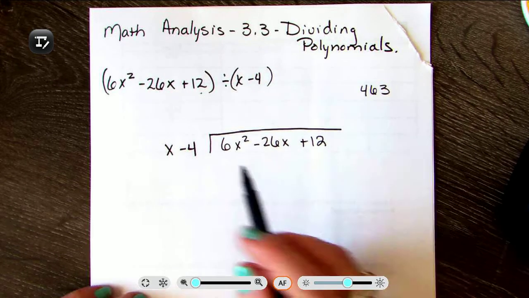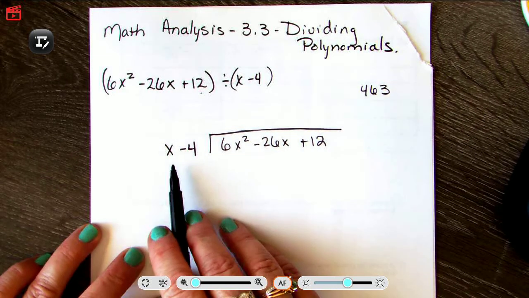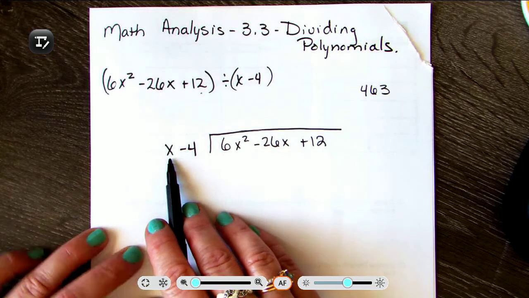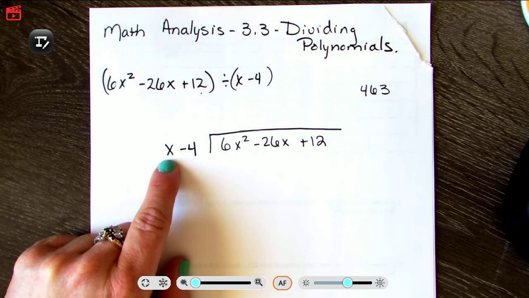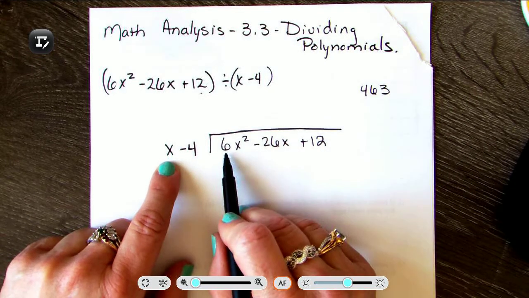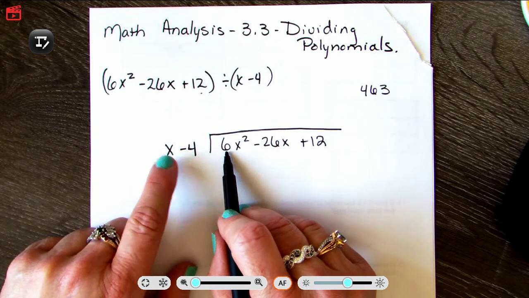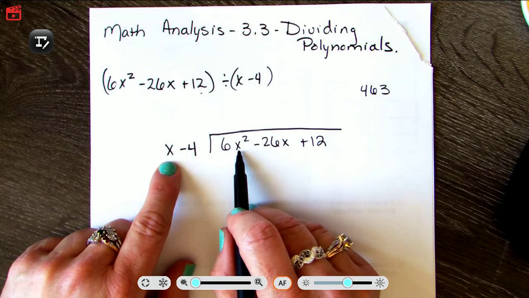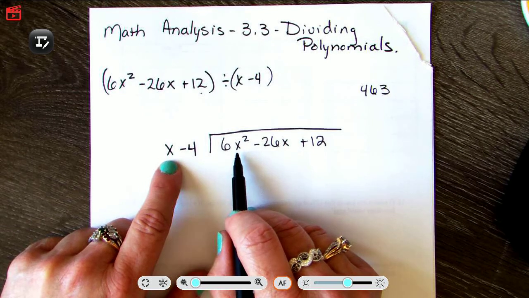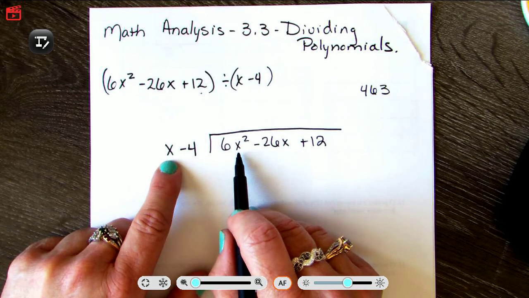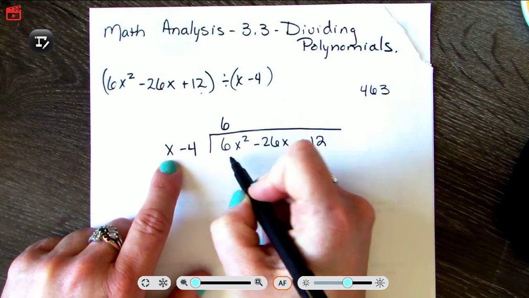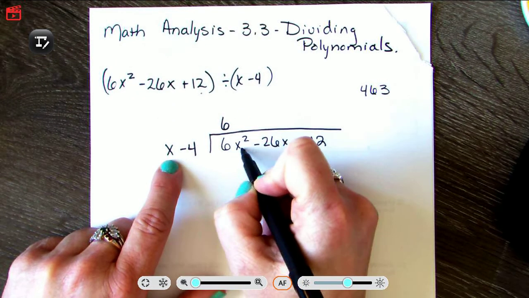Longhand division is just tedious, and it is sometimes long. That's why it's called longhand. But what we're going to do is take this first variable here, this x, and say, okay, how many times does x go into 6x squared? Or what do I need to multiply x by to turn it into 6x squared? And the answer to that is I do need a 6 to create the 6 there, and I need another x.